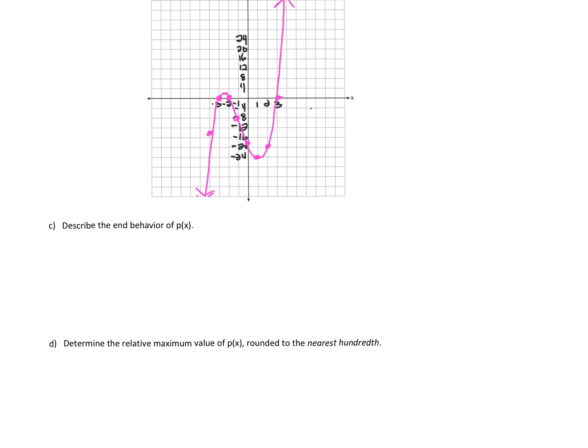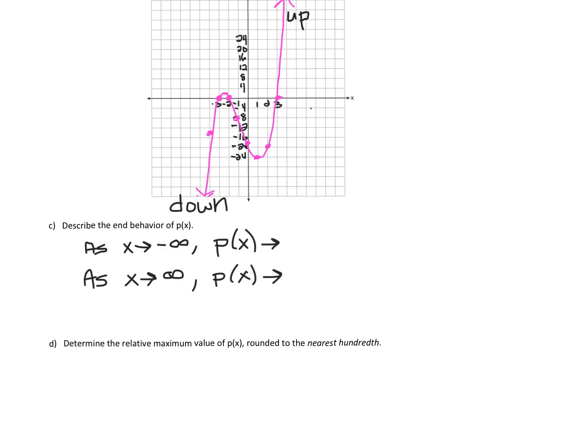Okay, so when we look at part C, it says describe the end behavior of P of X. Now, I kind of shrunk this because I wanted to be able to see the graph to answer this question. Whenever they're talking about end behavior, we want to know what is going on as we look at either end of our graph. If you look right here on the left of the graph, we're going to continue to go down. And if you follow it all the way to the right of the graph, you can see it's going to continue to go up.